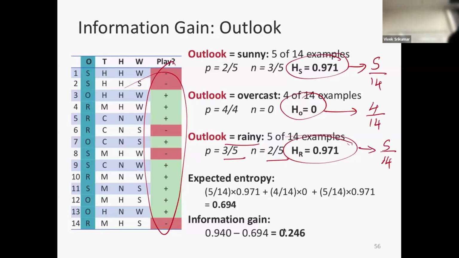So the expected entropy is simply the weighted average of all these entropies. It turns out that comes to 0.69. The actual number doesn't matter, but that's what it is. So the information gain is simply the difference between the original entropy, which was 0.94, and this expected entropy, which is 0.69, which turns out comes to 0.24.